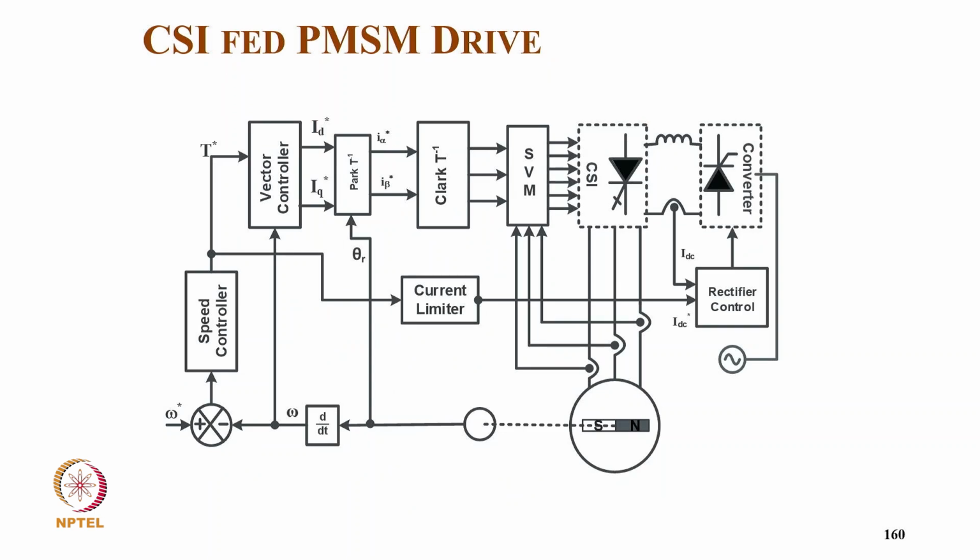And similarly we have it for the current source inverter. From the speed controller we get the torque reference, and from position and speed we get the IDIQ, and from this we have a current limiting. So we convert from IDIQ, from theta R, we get the I alpha beta. With the inverse Clarke transform we get IA, IB, IC with the space vector modulation, and we give to the current source inverter. And of course, with the current limit we have to get from the rectifier control with the feedback of ID that controls the DC link current as a current source feeding the current source inverter.